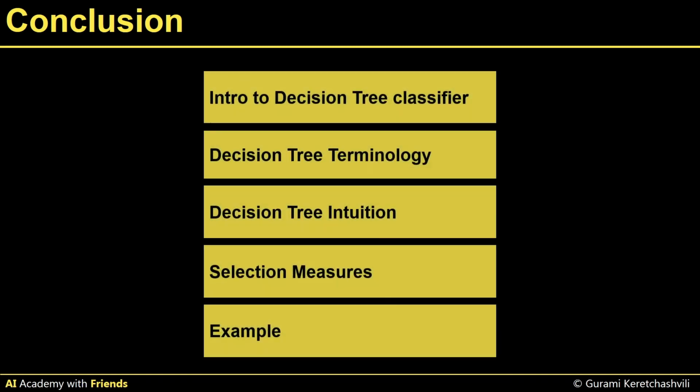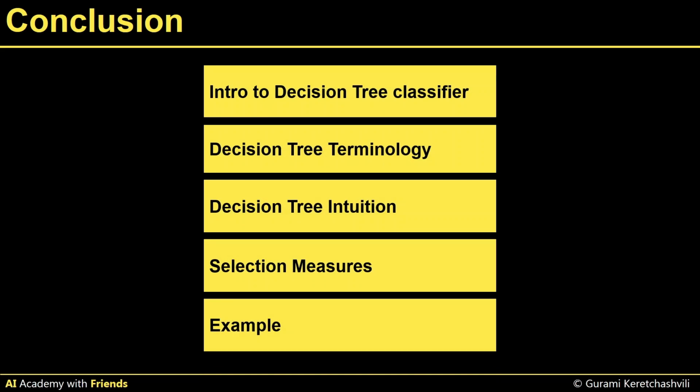This is the end of the tutorial. I hope you liked it. To sum up, we have discussed an introduction to the decision tree classifier. We've learned its terminologies as well as the intuition behind the algorithm. Using the example, we've demonstrated how a selection method such as the Gini index works.